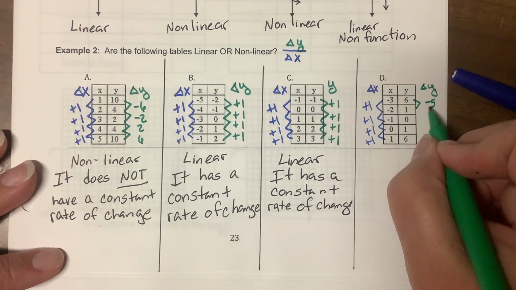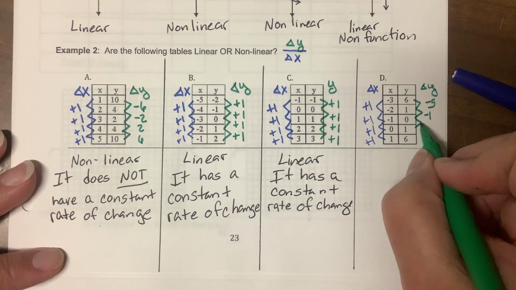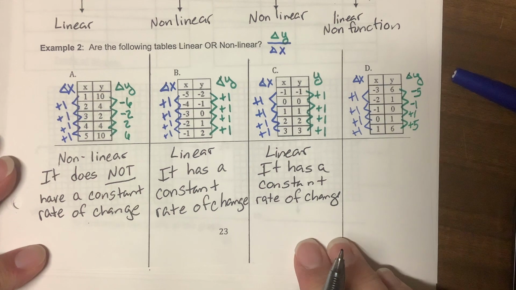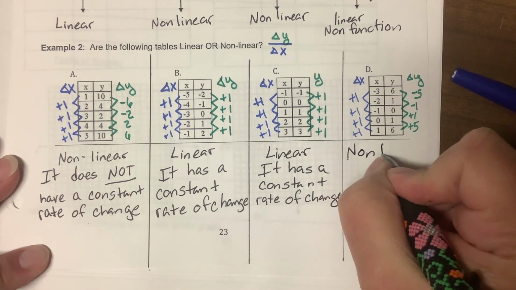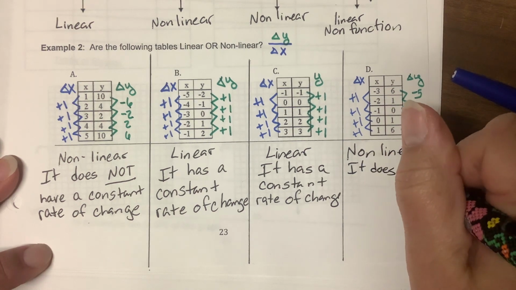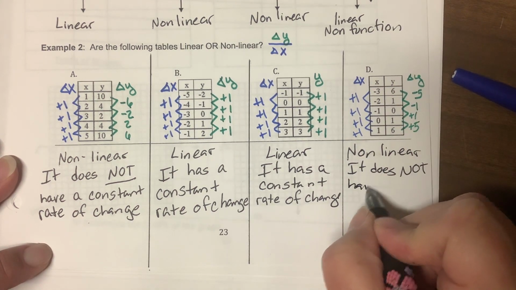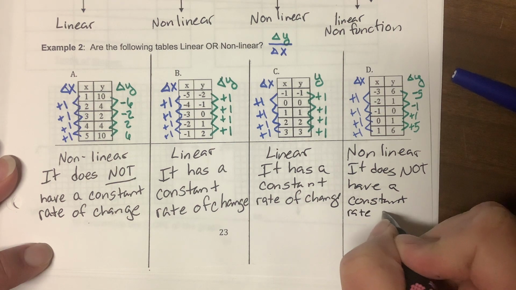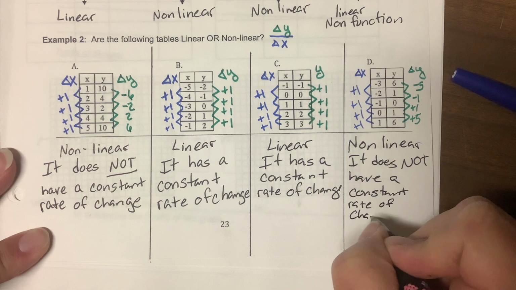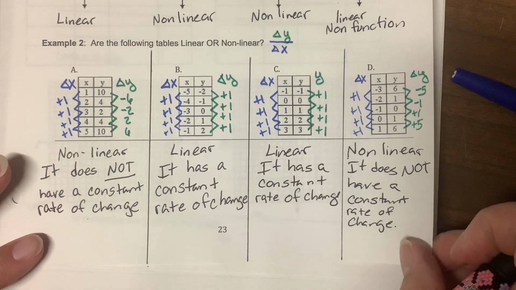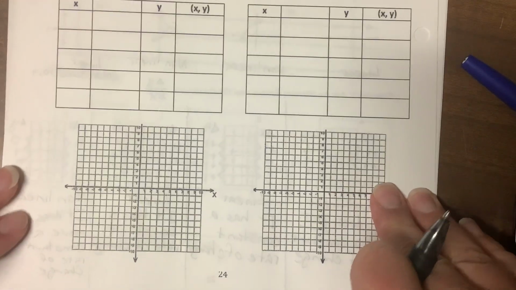6 to 1, that's subtracting 5. 1 to 0, that's subtracting 1. Oh, it's already no good. Now I'm adding 1. Now I'm adding 5. Bah! That is nonlinear. It does not have a constant rate of change. Well, that's not very good, is it? All right, so the constant rate of change is linear, and if it does not have a constant rate of change, it is non-linear.